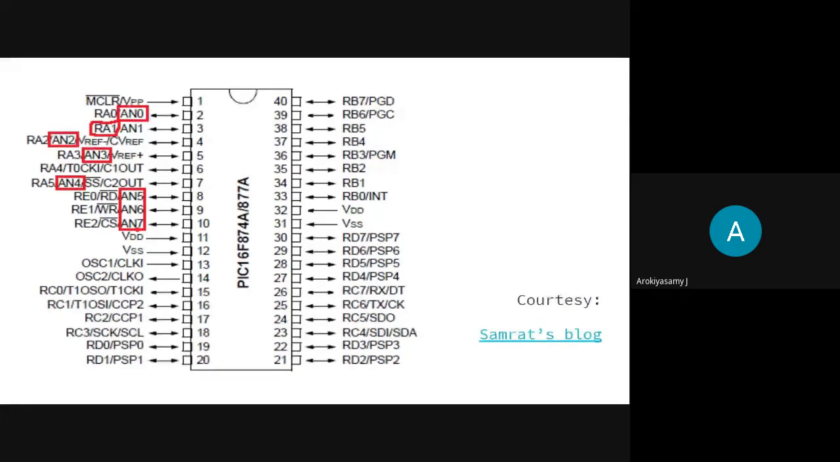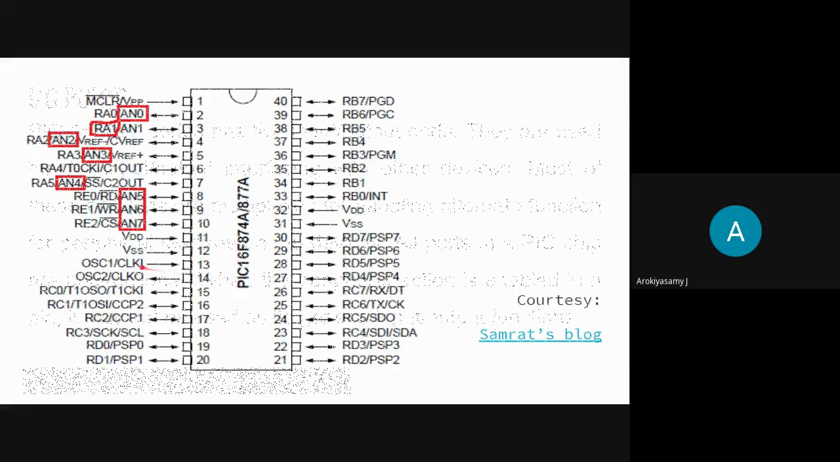So there are 8 analog to digital converter pins. You see the red marked pins: AN0, AN1, AN3, AN4, 5, 6, 7. So totally an 8 channel ADC is available here. This is similar to the ADC 0809 chip. The ADC 0809 IC chip consists of 8 channel ADC. That all functionality is available here also.